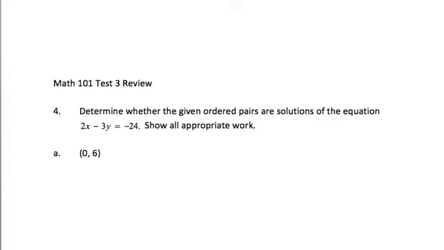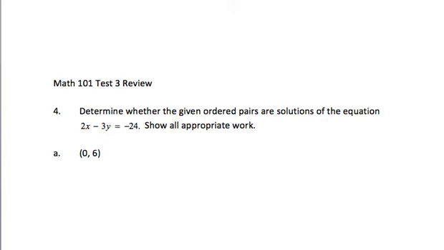Okay, in this video we're going to take a look at the different problem types that appear on your Math 101 Test 3 review. First we'll start with question 4. Question 4, we're asked to determine whether the given ordered pairs are solutions to the equation 2x minus 3y equals negative 24. And we're asked to also show our work.